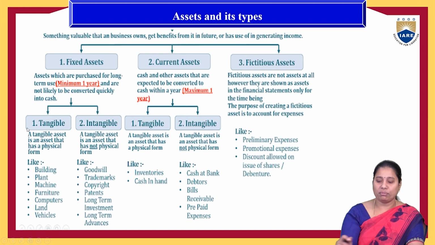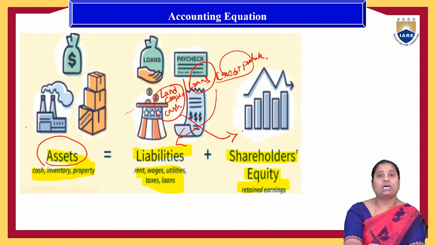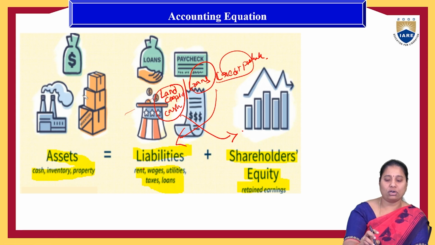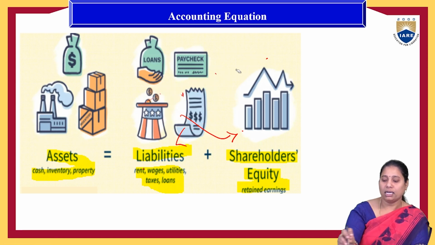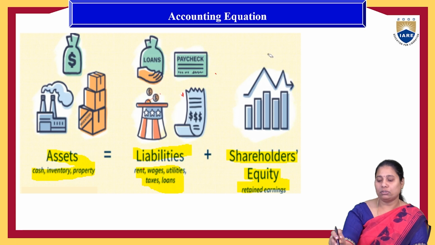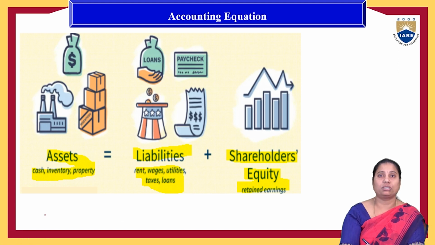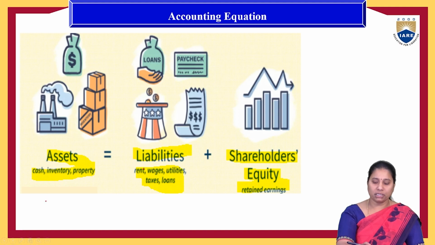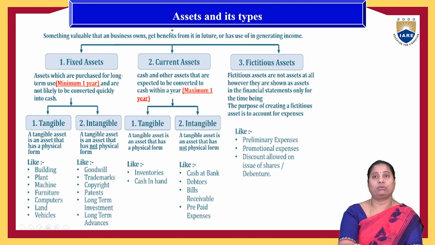That should be in the form of either buildings, furniture, cash, or raw materials, whatever it is. It should be there with the organization. Then that entire amount, the owner's amount as well as his taken amount, his liability amount, should be equal to these assets which are there with the organization. So that is about the accounting equation. Always assets equal liabilities plus shareholders' amount.